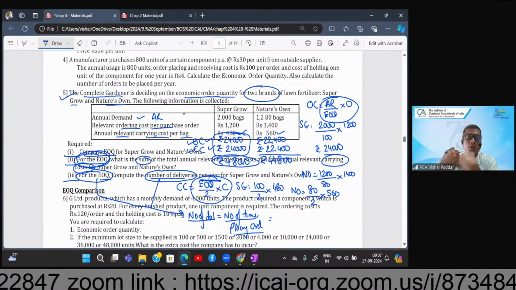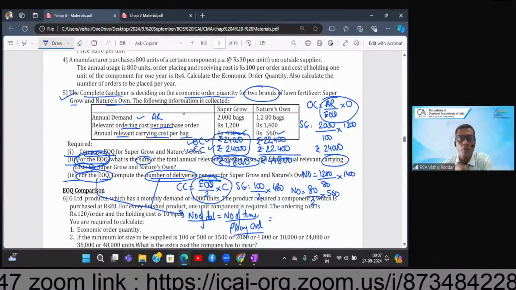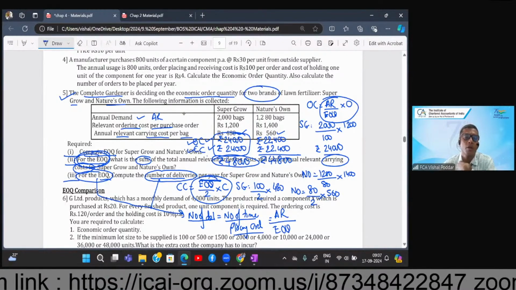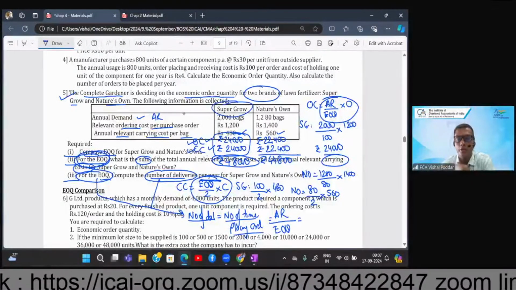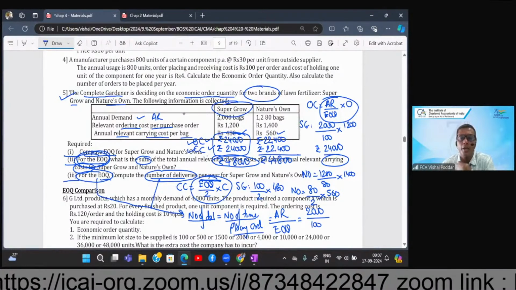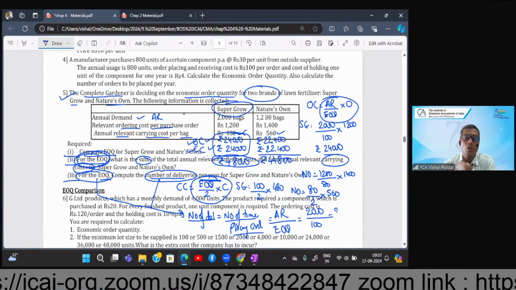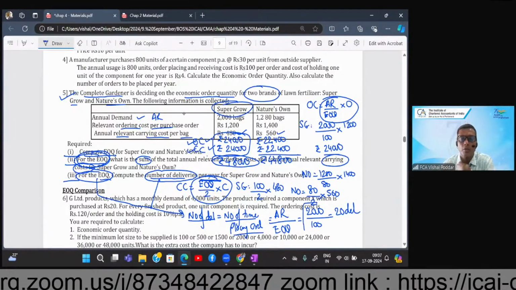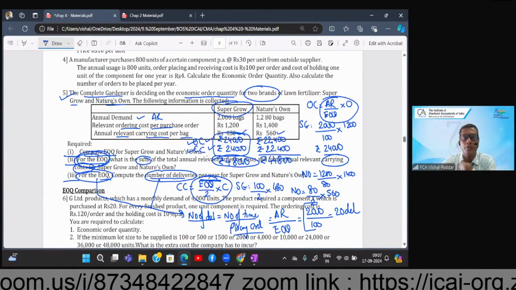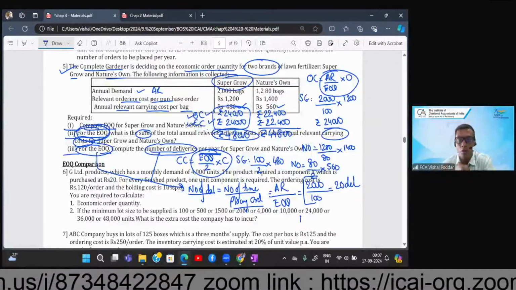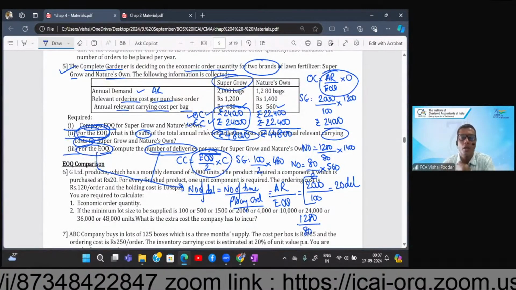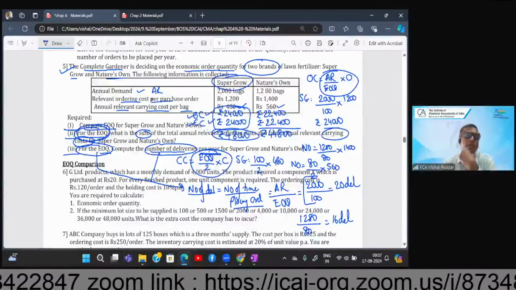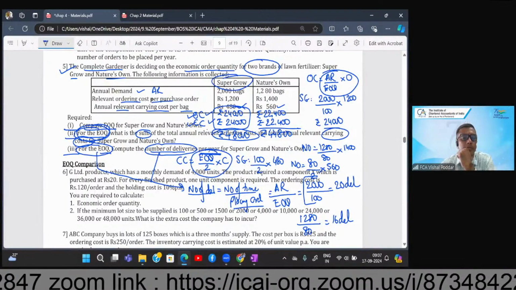The number of times you place orders, the same number of times you receive deliveries. So how will you get this? AR, annual requirement, upon your order size, which is over here, EOQ. So for the first case, Supergrow, AR is 2000 and your EOQ is 100 bags. So your deliveries will be 20. So 20 times you'll be getting the delivery. Similarly, in case of the second, your AR is 1280 and the number of bags is 80, that is your EOQ. So you will be getting 16 deliveries. Correct?